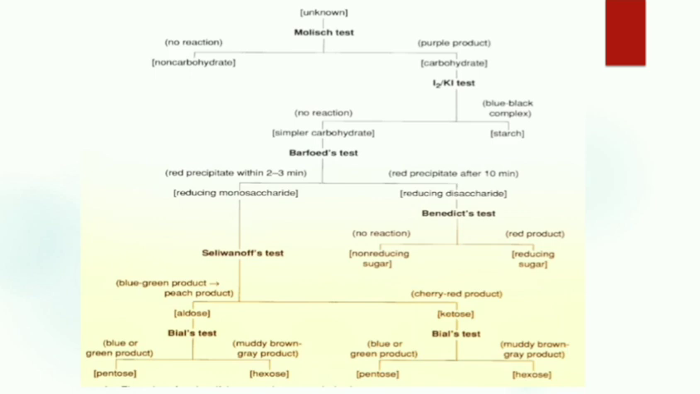After performing the Bial test, you can identify pentose and hexose. If there is a blue or green product in the reaction, you can identify the compound as pentose. Then if you get a muddy brown-gray color in the reaction, these are hexoses. Then we can see the red, cherry red product, meaning ketose. For ketose also you can perform the Bial test. If you get a blue or green product, it will be pentose, and if you get a muddy brown-gray product, it will be hexose.